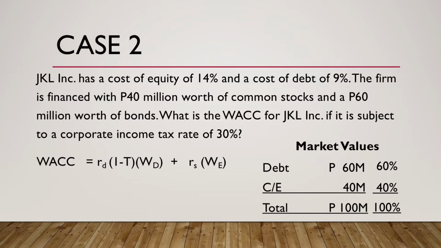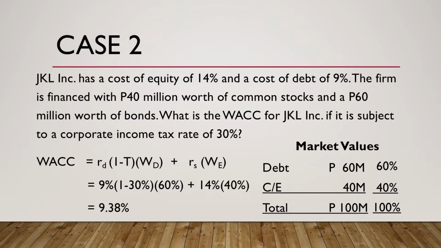WACC is equal to R sub D times 1 minus T times the weight of debt plus R sub S times the weight of equity. That would give us 9% times 1 minus 30% times 60% plus 14% times 40%. Again, we have to arrive at the after-tax cost of debt, considering the cost of debt is tax deductible. That would give us a weighted average cost of capital of 9.38%.